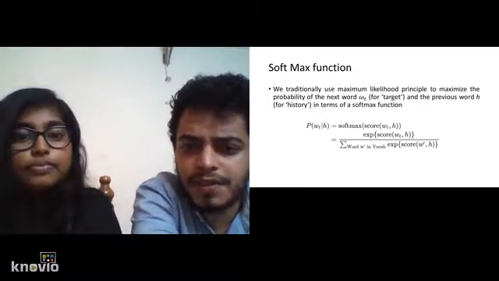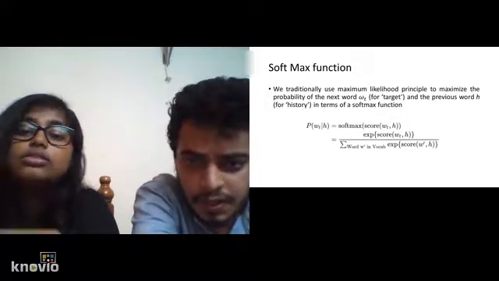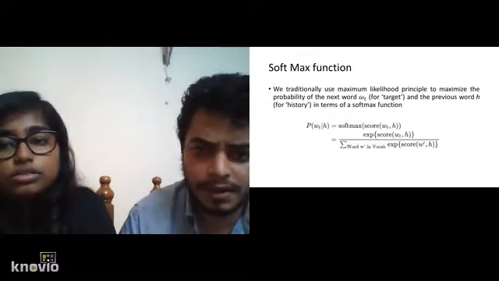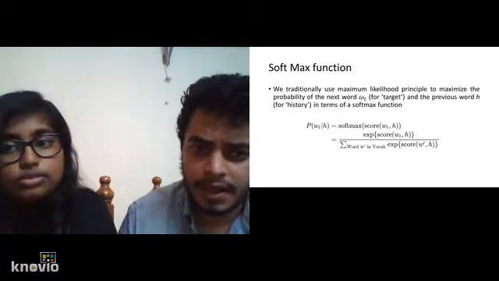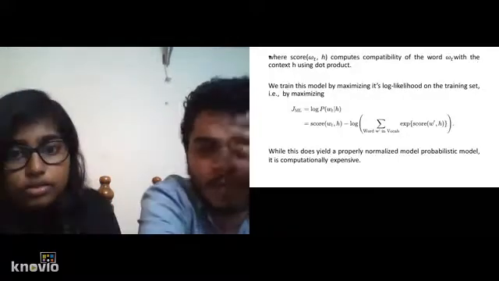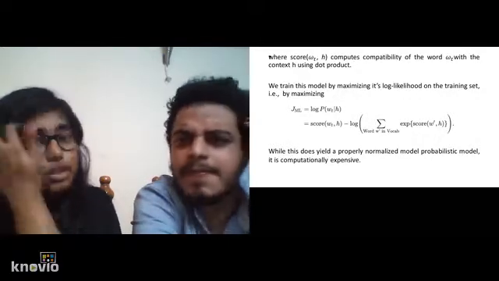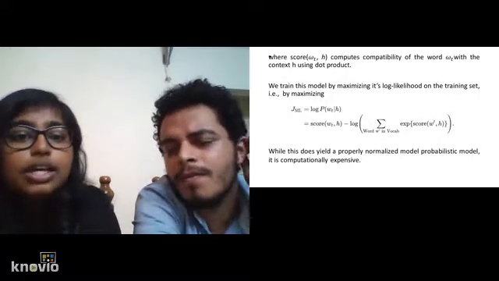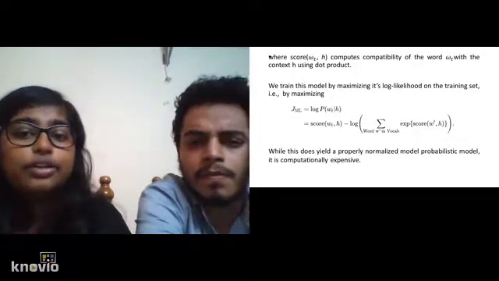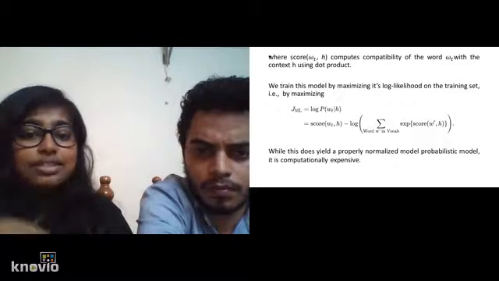So we will use a softmax function to maximize the probability of the next word, that is the target, given the previous history. It works on the principle of Bayes' theorem. It tries to predict the probability of the occurrence of the next word. It takes the probabilities of each and every word in the bag of words, and the word with the maximum probability is selected. Okay, so the score seen in the previous formula for the softmax function computes the compatibility of the word w_t with the context h, usually using a dot product, and we train this model by maximizing its log-likelihood function on the training set. This is the formula we use, but this is computationally expensive.